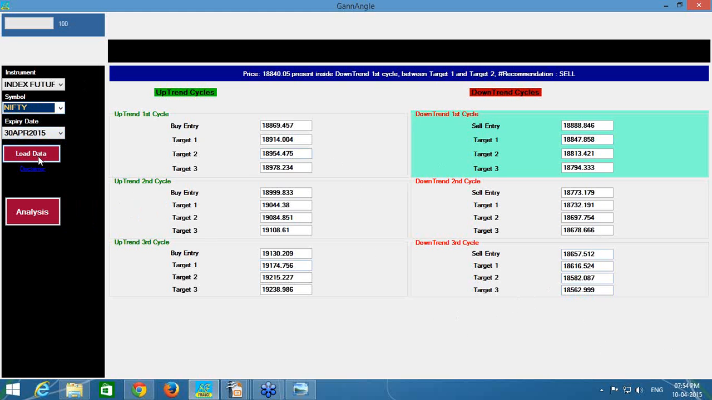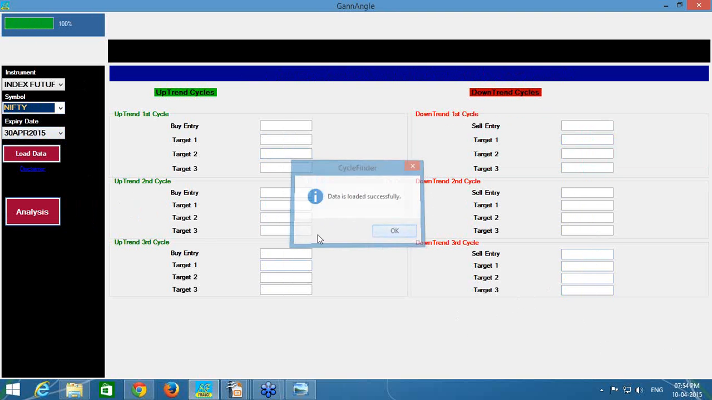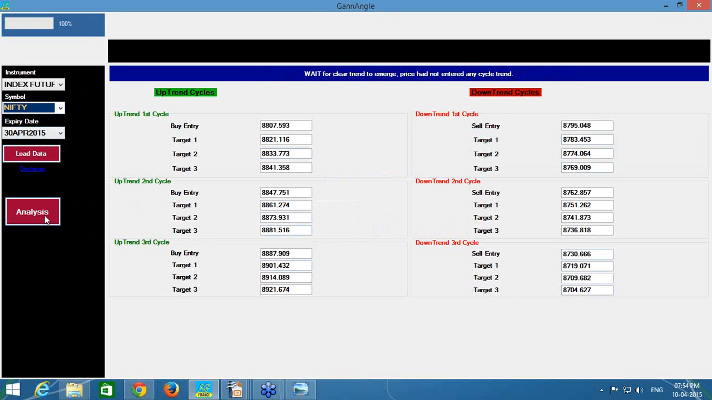Now for the Nifty, if I take it for Monday, it is saying that you have not entered any trading cycle.